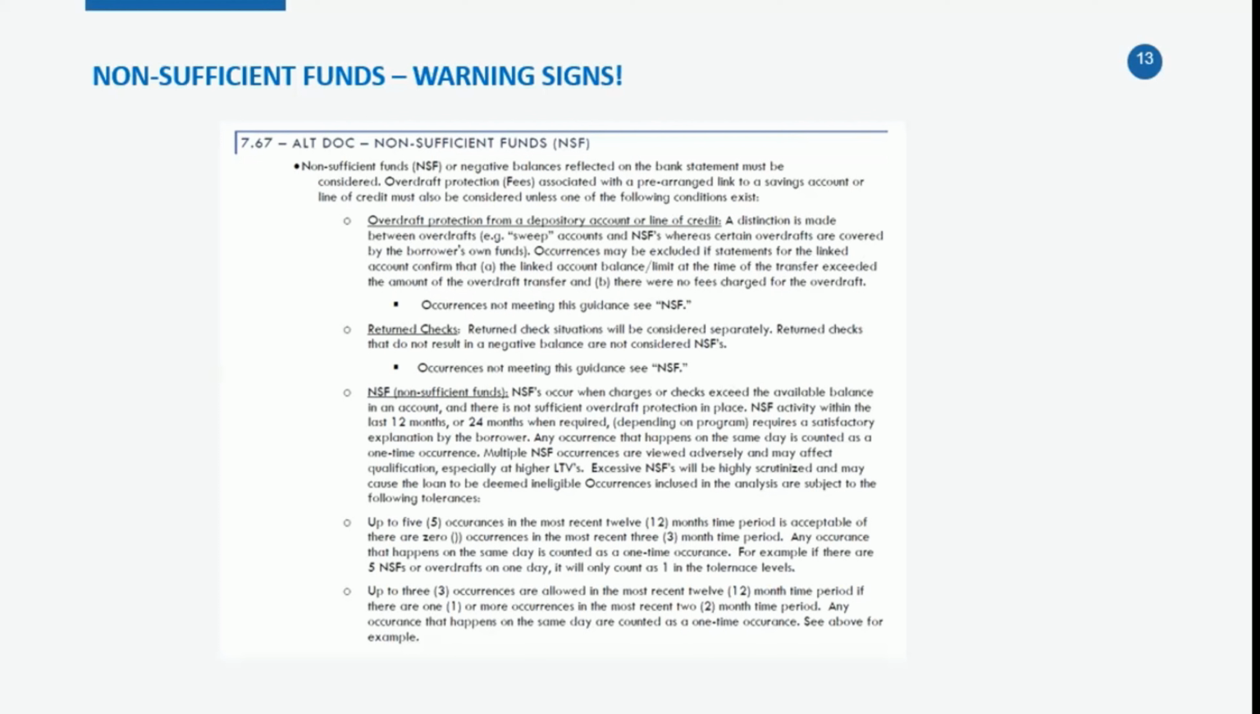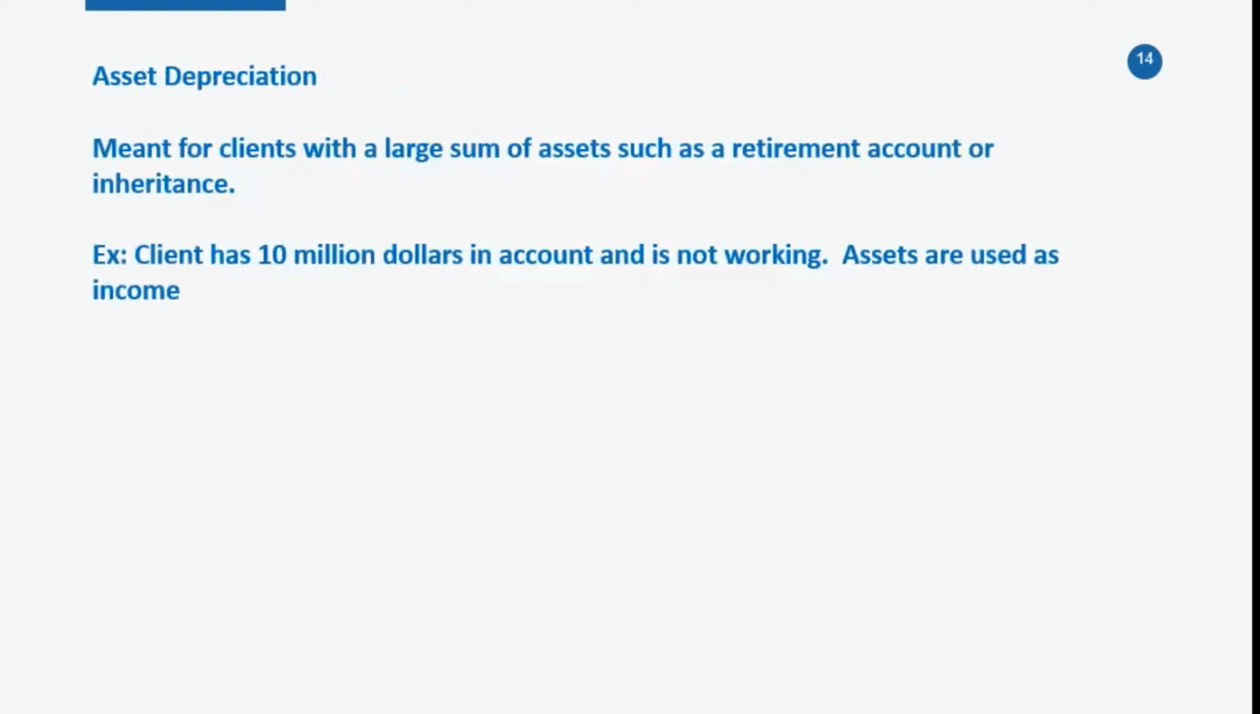So if you happen to have more than 5 NSFs, they're most likely going to ask you for LOEs, and hopefully you don't have anything pretty current. If you had 5 in the last 12, but the last one was 6 months ago, they're probably going to see a good trend there, and that might be an exception, even if you hit 6 or something like that, okay? Any questions about NSFs? Nope. Okay.